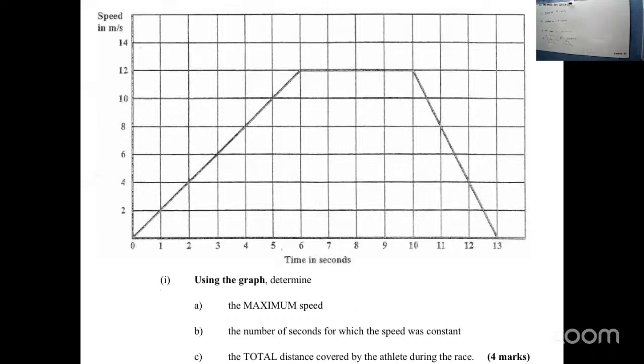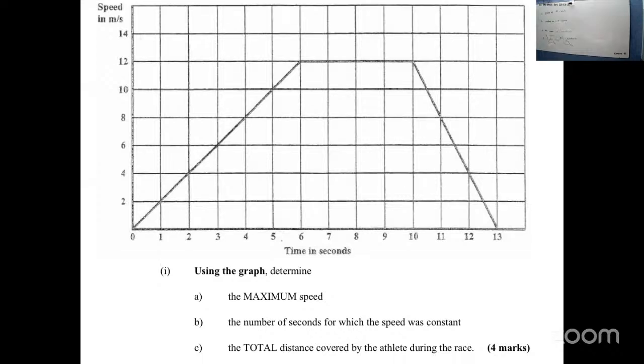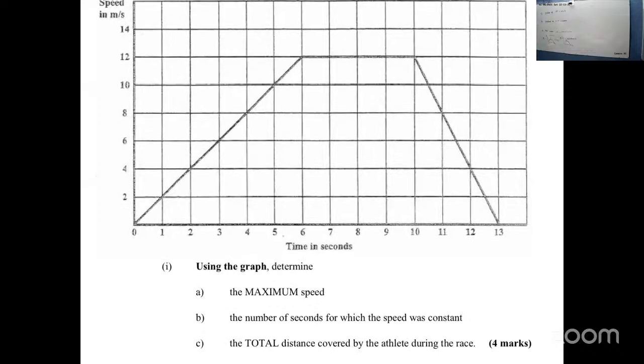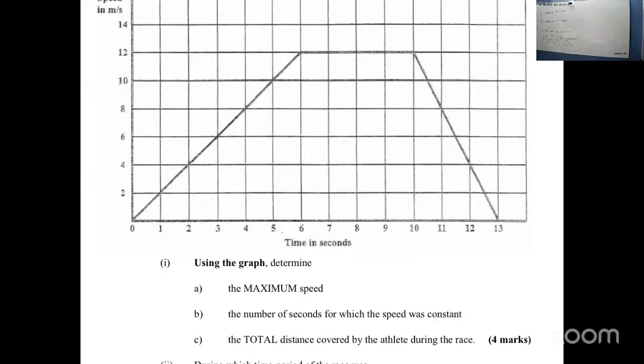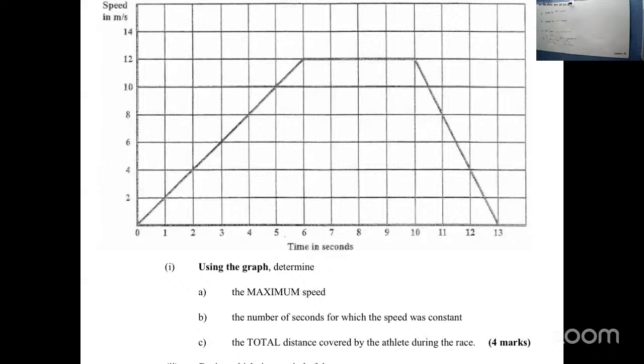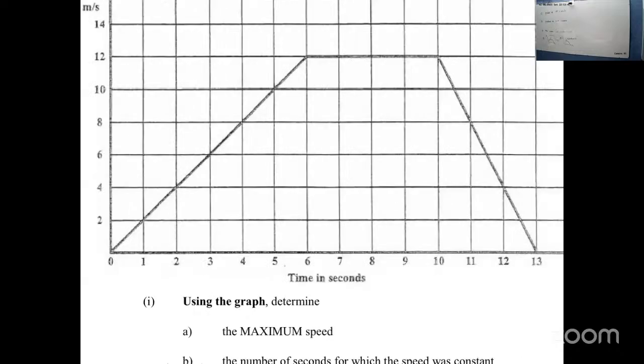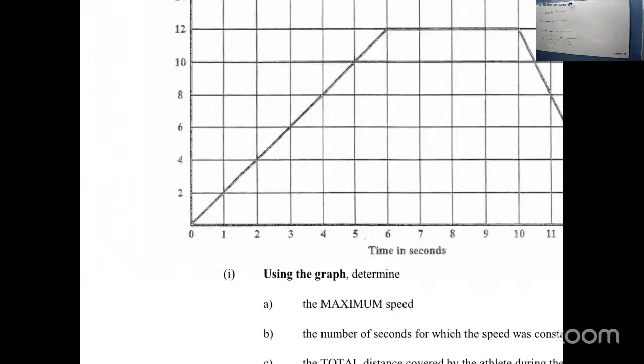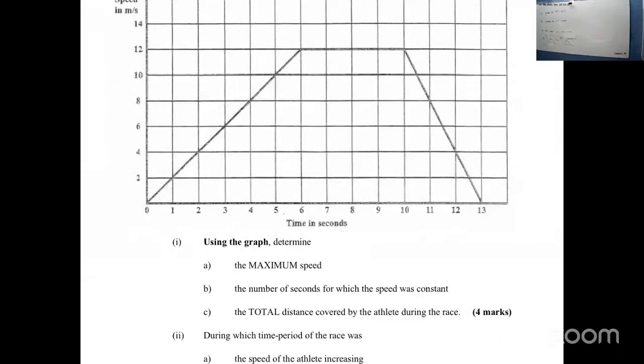All right, let's go. Maximum speed. What's the maximum speed, Giovanni? What's the maximum speed from the graph? Look at the graph and look at the highest speed it reaches. 12, but give them the SI unit, right? So the highest speed reaches right here, 12 meters per second.